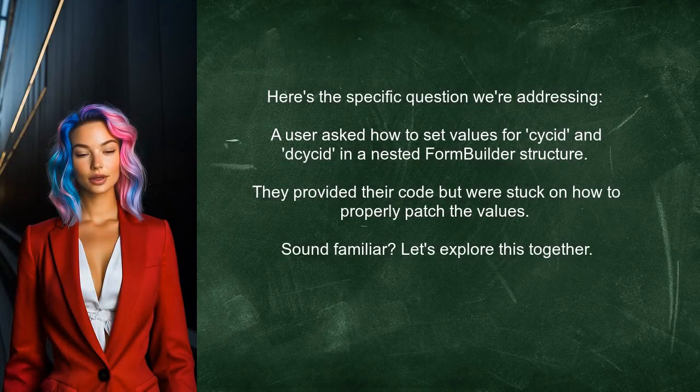Here's the specific question we're addressing. A user asked how to set values for sysid and dcysid in a nested form builder structure. They provided their code, but were stuck on how to properly patch the values. Sound familiar? Let's explore this together.